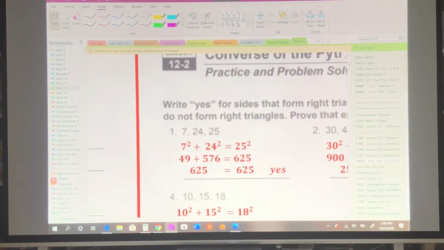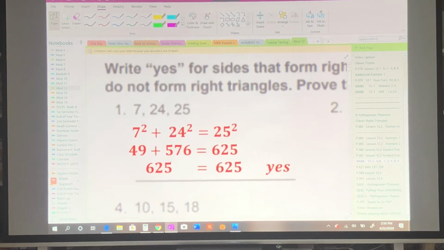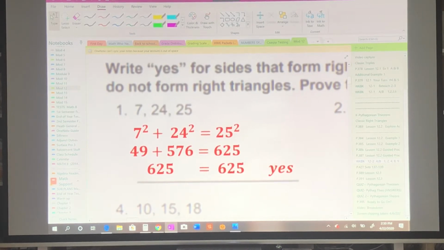Well, they gave us all three sides, so I plug in all three sides. 7 squared plus 24 squared equals 25 squared. The left side, 49 plus 576, adds up. Yep, they're equal.